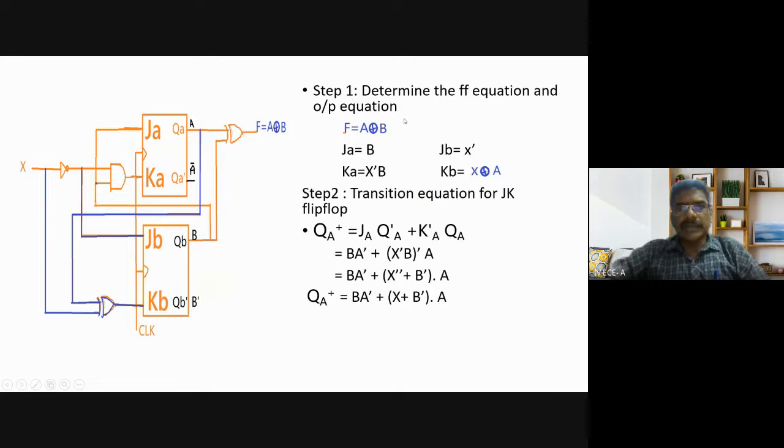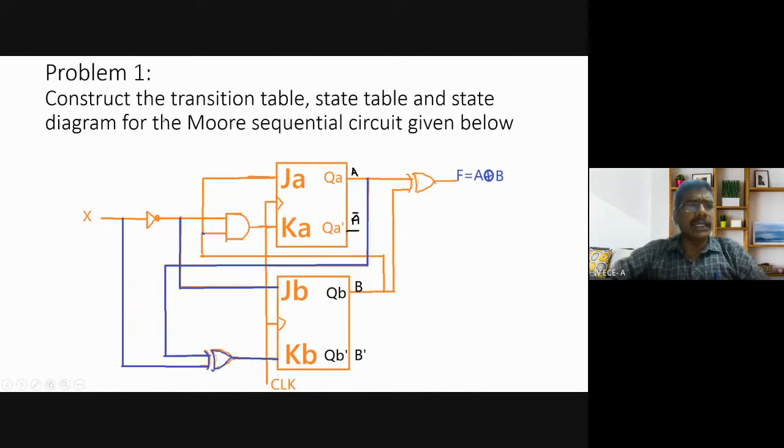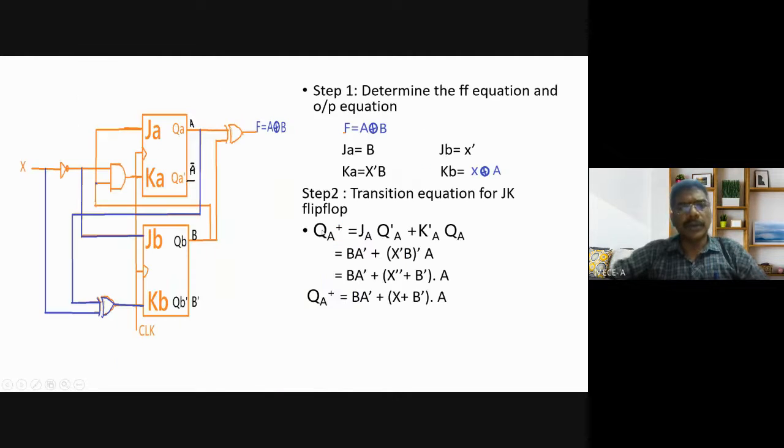So this is the first step. You have to determine the flip-flop equations and output equation. What is the input for the flip-flop and what is the output? That is the first step to solve this problem. They will give you this diagram and ask you to construct the transition table and state diagram for the Moore sequential circuit. So first you have to obtain the flip-flop inputs and output.